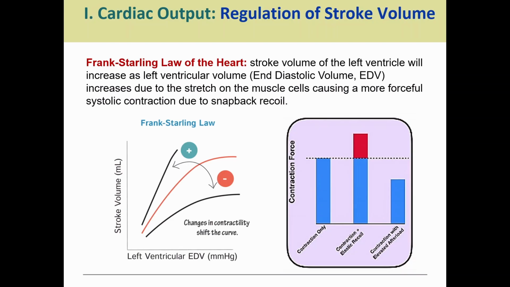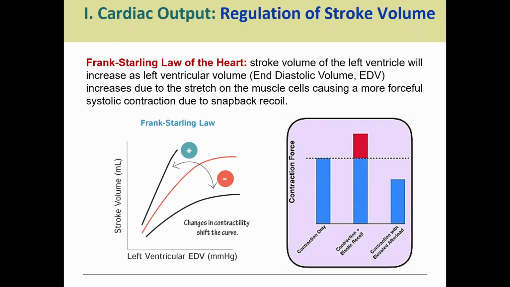So now we get into Frank-Starling law of the heart, which basically says that the stroke volume of the left ventricle will increase as the ventricular volume increases due to stretch. So basically, if we think of it like a slingshot, the more you stretch those muscle cells, the more volume you can fit, and the bigger the snap back. When contraction does happen, it can happen more forcefully when we stretch those muscles more.